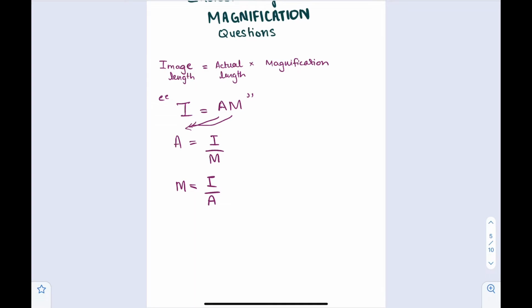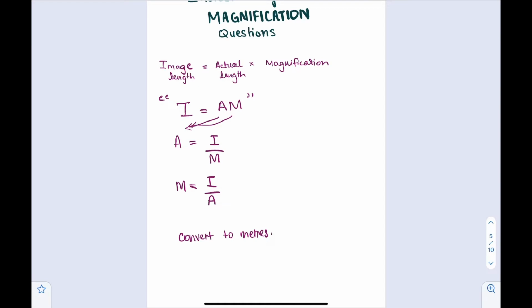Now, sometimes they can give you the actual length or the image length that you measure in a unit other than meters. Note, you need to have the image length and the actual length in meters, not millimeters, not micrometers, not nanometers, not anything else. So what you're going to have to do is convert those other units to meters. Now, the most common units that they give you lengths in are micrometer, millimeter, centimeter, and nanometers.